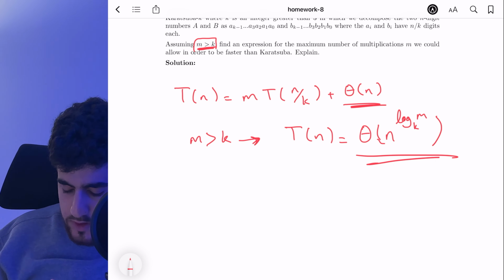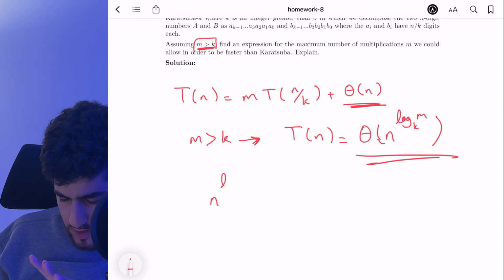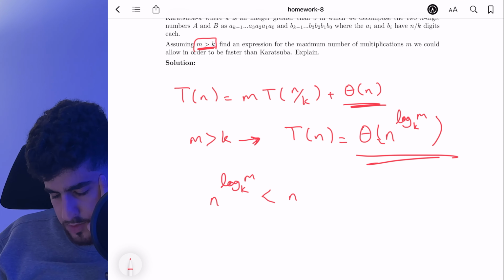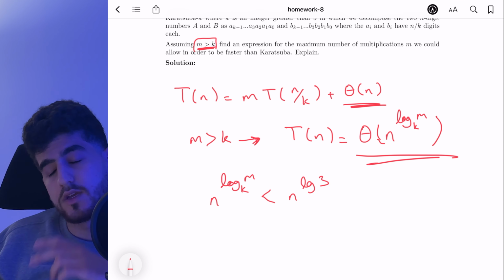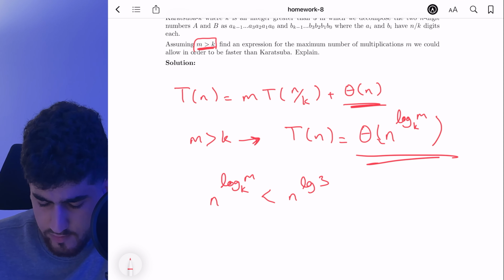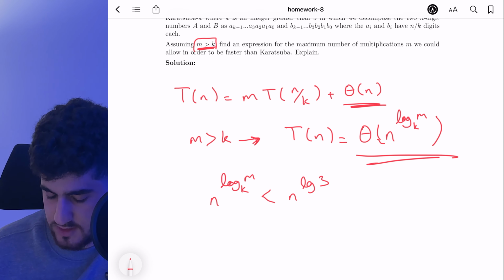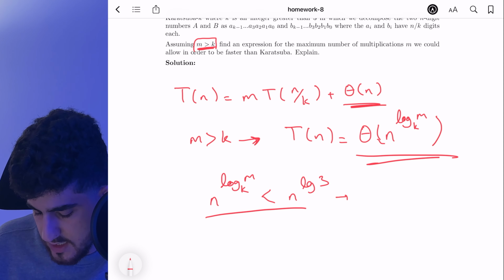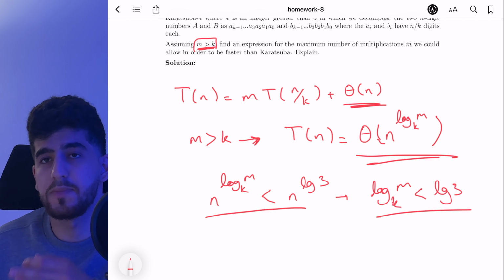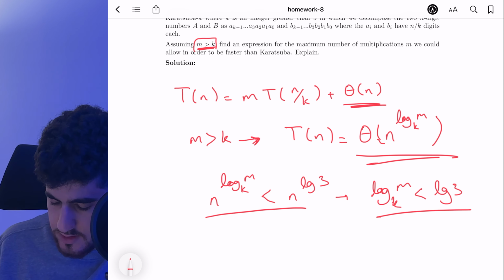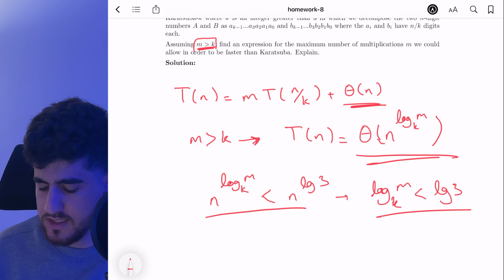Okay, now we know that n to the power of log of m in base k should be less than n to the power of log of 3 in base 2. So we want to find the maximum m in this situation. This says that log of m in base k should be less than log of 3. That's the only way. The power should be less.